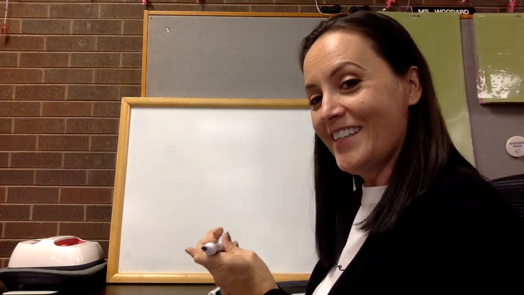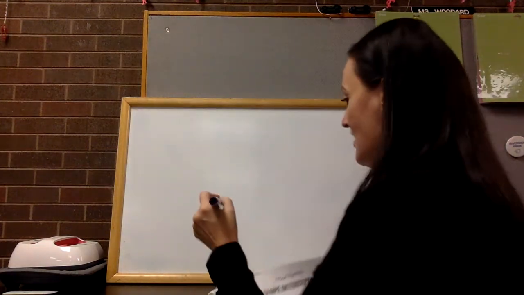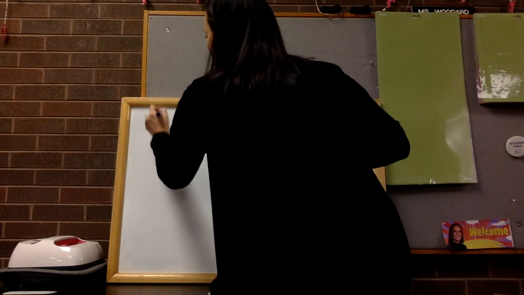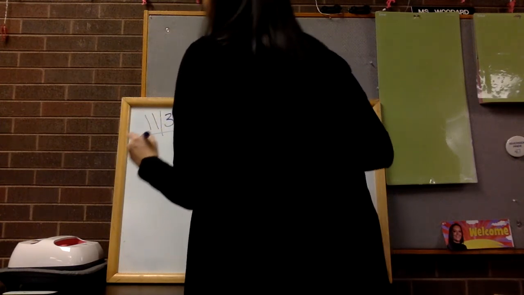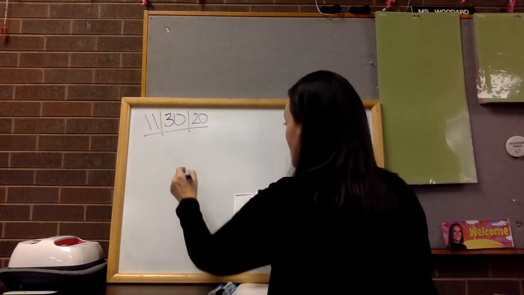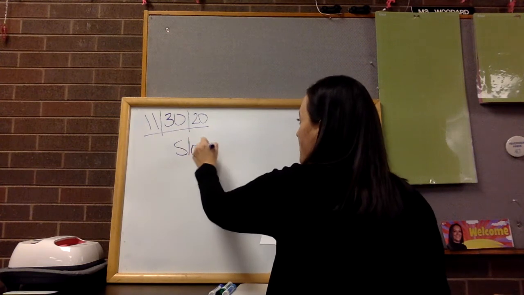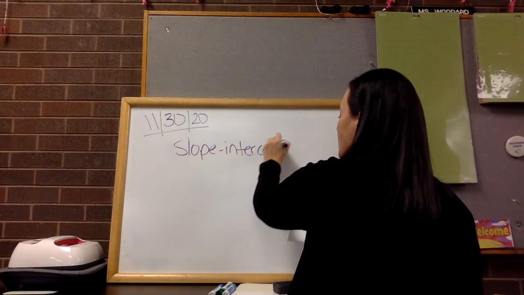I'm going to run over your interactive notebook. Today should be the 30th. So when you're looking at your notebook or taking notes over all of this, today's November 30th. What you're going to be working on with me today is slope intercept form, and you're going to do this through the interactive notebook.